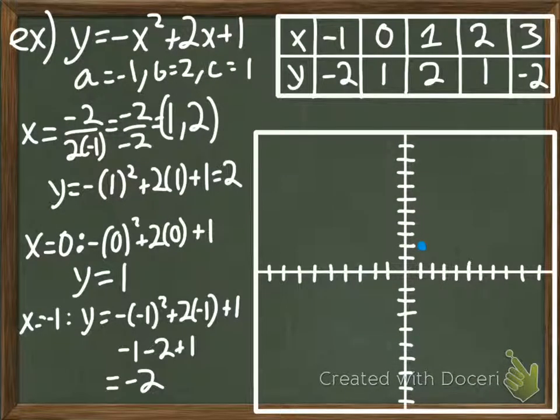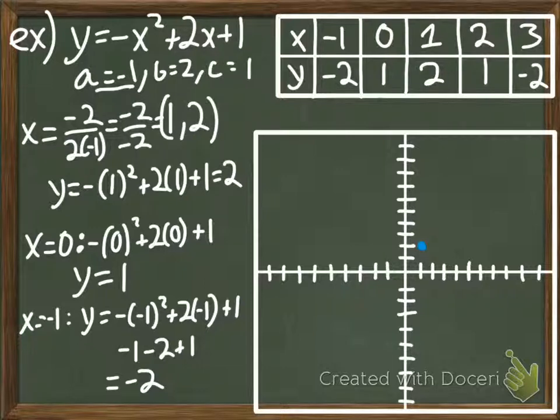So now let's look at this. We look at our A, and our A is a negative 1, which means that it should be going down. It should be opening down. So if we plot these points and it doesn't open down, we know we did something wrong. And then we see it's a 1 as our A, so it's probably not going to be very thin or very wide. It's going to look kind of normalish.